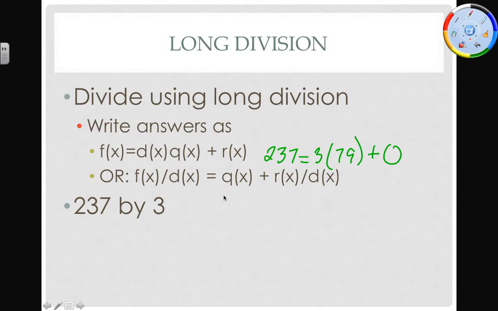The other way to write this is as the fraction of 237 divided by 3 is equal to 79 plus 0 out of the original 3. And I know, again, we don't usually write this, but if there was a remainder, we could write this as a remainder of 1 over 3, 2 over 3, whatever. All right, so this is how we do long division. You might remember this from elementary school.